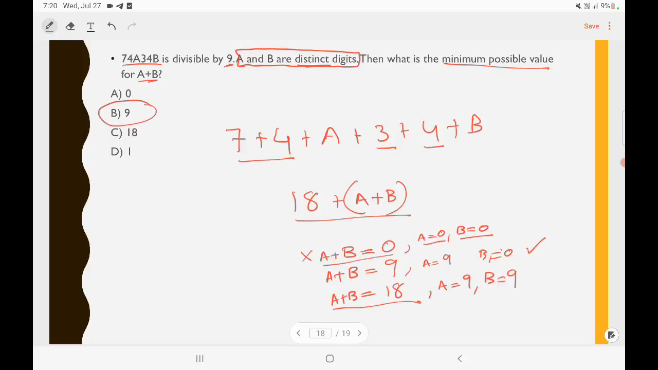This is how the application level questions will come. You need to try more questions. So I have started a Telegram channel. I will add the link of that Telegram channel in the description. I will be uploading more questions there, so if you join that channel, you can attempt more questions on divisibility rules.